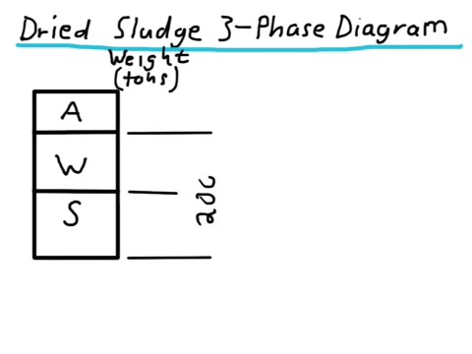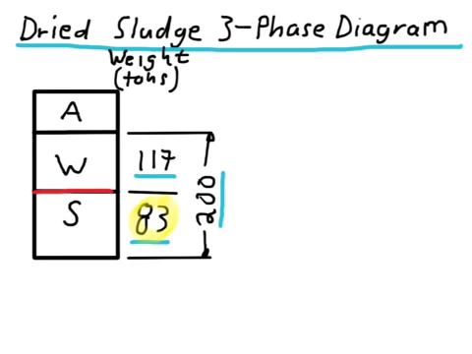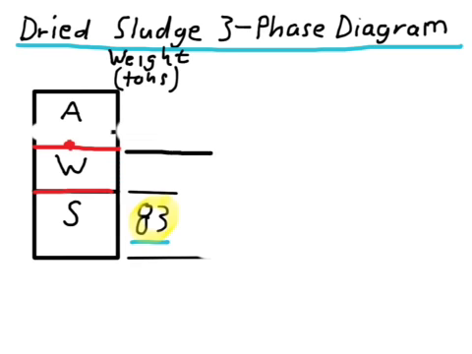So now here's my three-phase diagram for the raw sludge. And the first question we ask ourselves is, what's changed between the time that it came out as raw sludge and the time it was dried? Well, the solid material didn't change. When it dries, the water changes, but the solid doesn't. The quantity of water is going to decrease during drying. So I'm not going to have 117 tons of water, and I'm not going to have 200 tons of total dried sludge. But the 83 is going to remain the same. So let me erase those numbers, and let's draw a new three-phase diagram with a smaller amount of water.